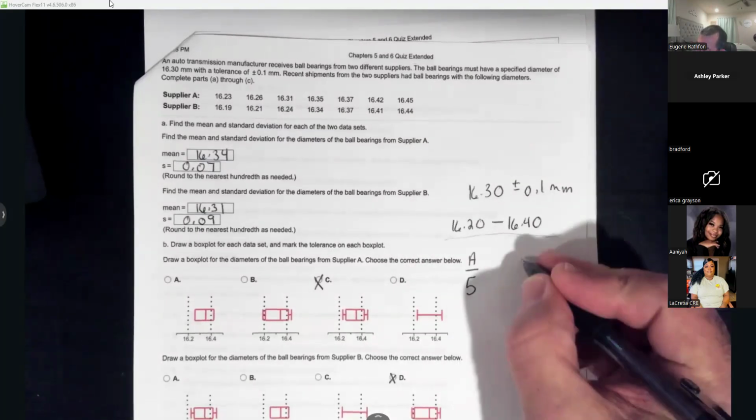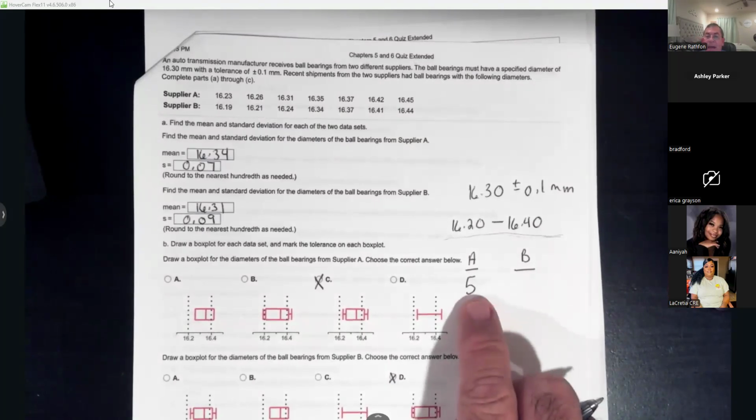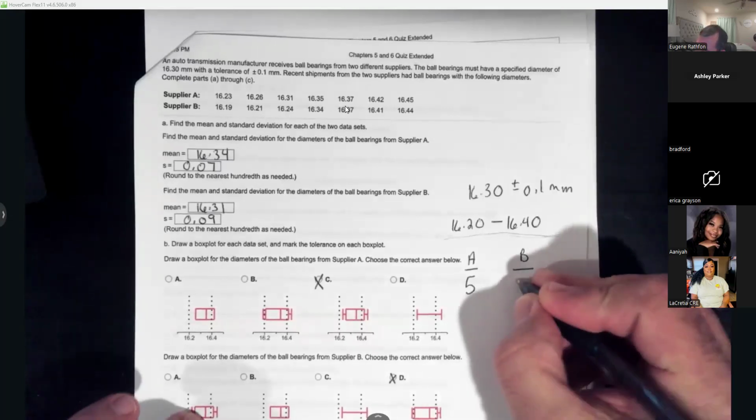Now, let me figure out for B real quick, and then we'll figure out the percentages by dividing. All right, so 16.19, not good. 21's good. 24's good. 34's good. 37's good. But y'all, 41 and 44 are too high. So I had two too high, one too low. So that gave me 4 good bearings on that one.